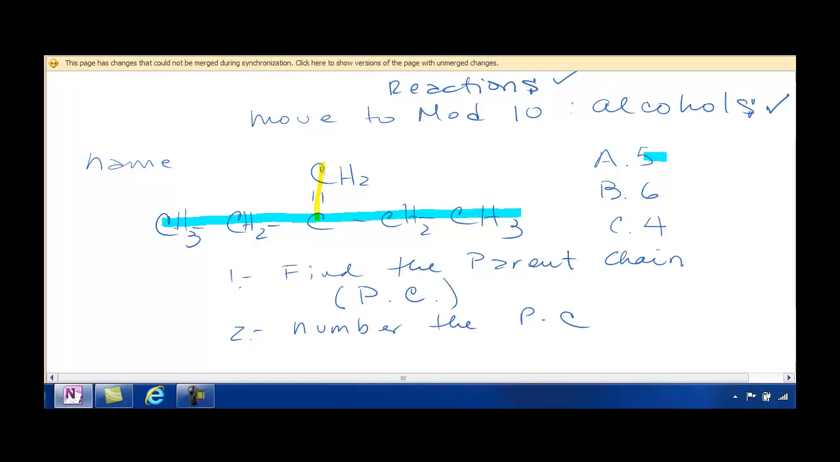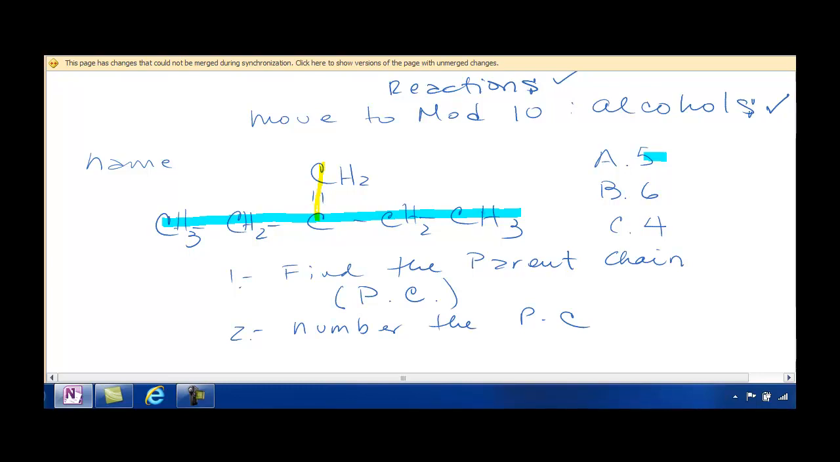So some answers are crazy. A parent chain cannot have a branch. A parent chain is the longest continuous chain. That is not continuous. Whatever you're doing wrong, and you're not going to do everything right to begin with, you will learn as you do things, as you get exposed to new homeworks. And then whatever's wrong will be cleaned up. That's the way it works. So is 6 a good answer?